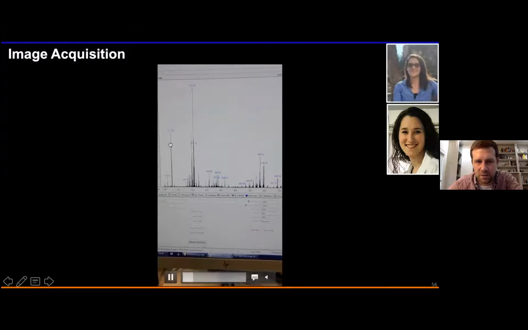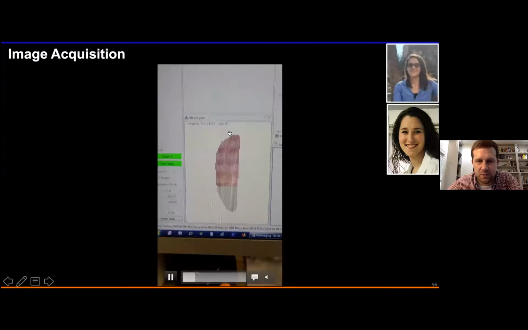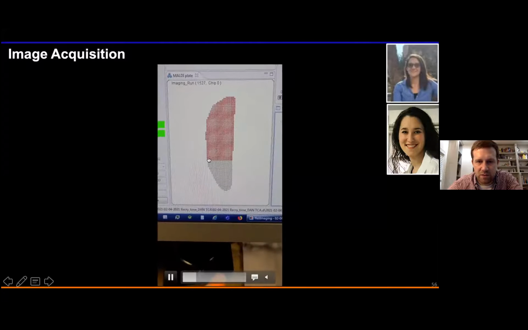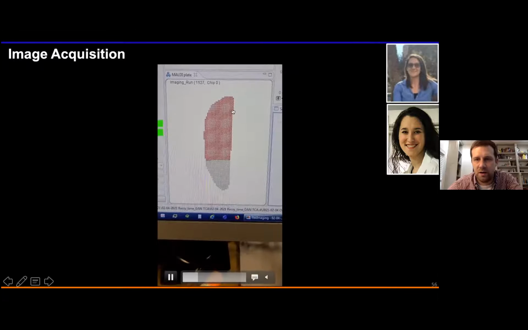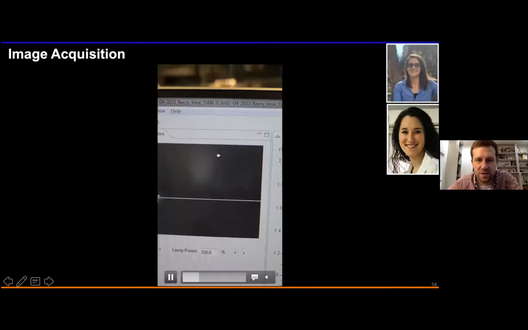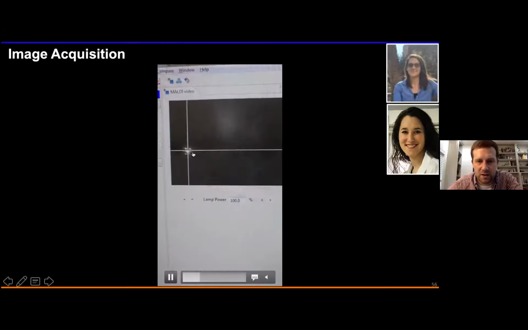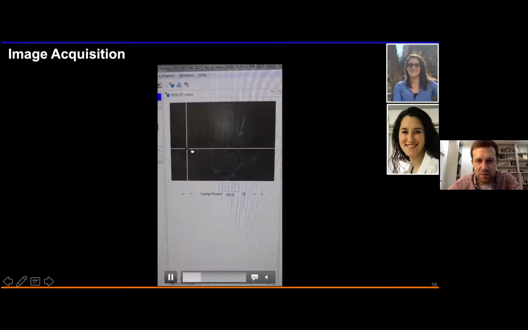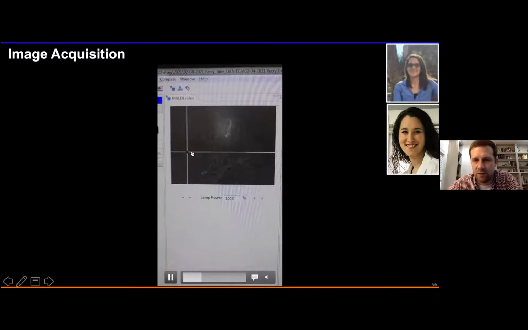We're looking at some different metabolites, fatty acids, and lipids here. You can see the progress. We're about maybe two-thirds or three-quarters through the sample. This was acquired on a Bruker Solarix FTICR mass spectrometer. And again, you can see the live camera view of the laser firing roughly every second.